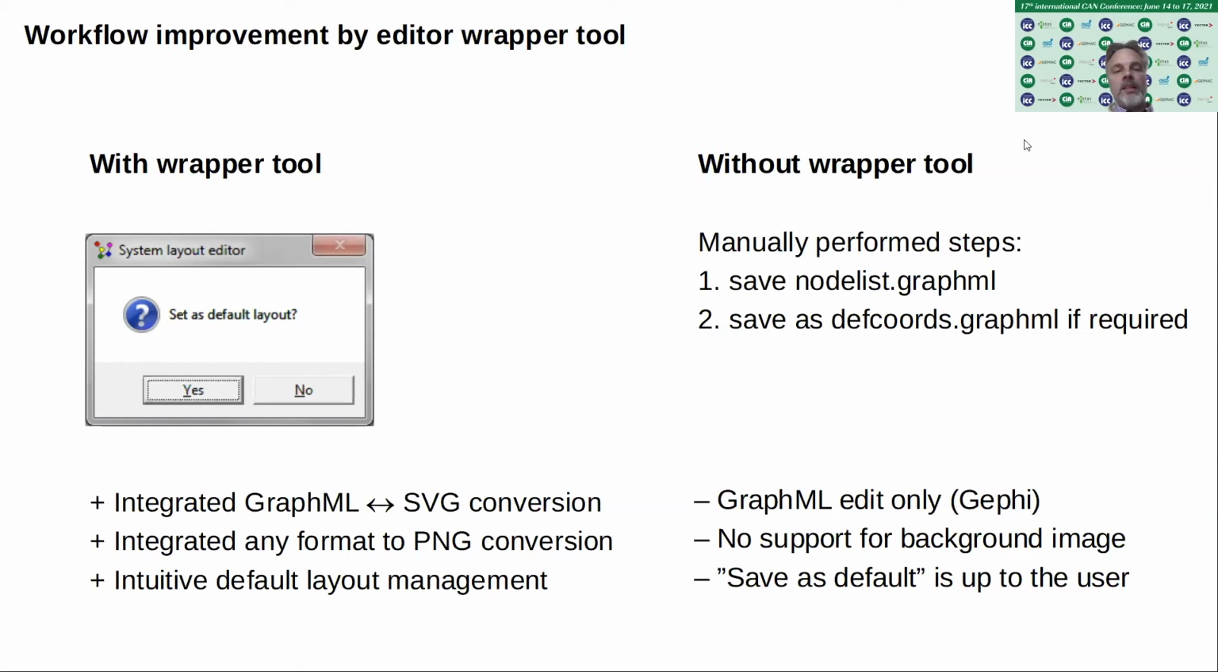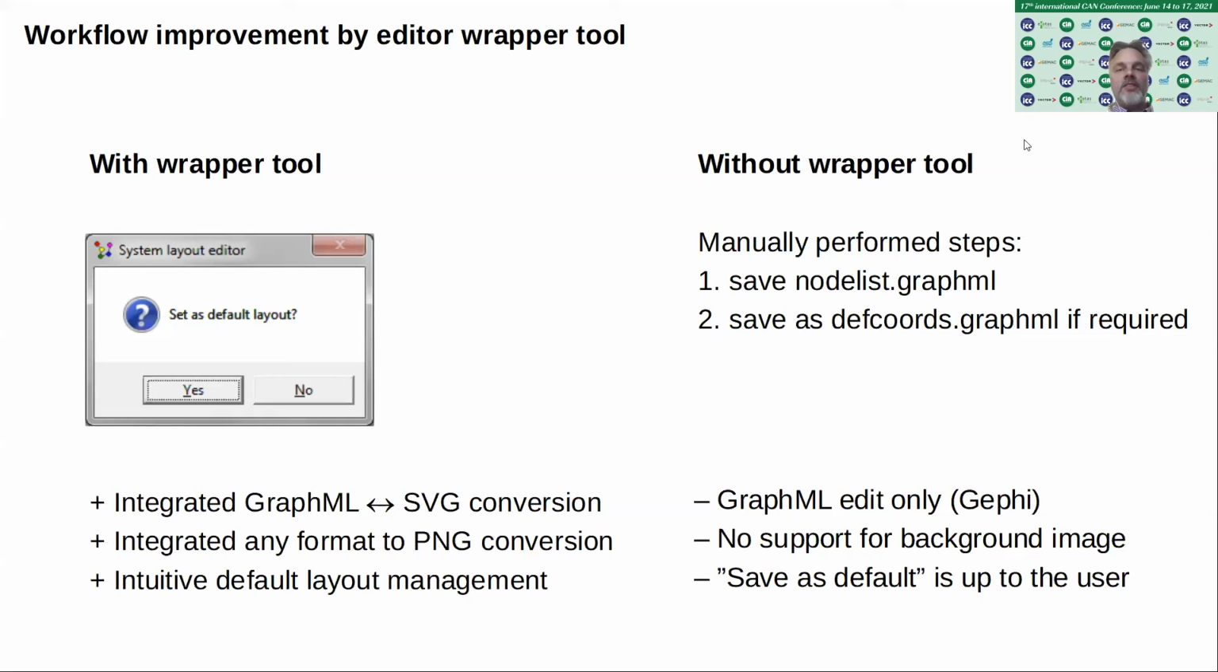So this very simple wrapper tool can take care about GraphML to SVG and back conversion. And regarding the background image, we can also bundle in format conversions from any format to PNG. And in the case of, let's say, device export to the device implementation from PNG to whatever. And quite intuitive layout management with support of default coordinates.